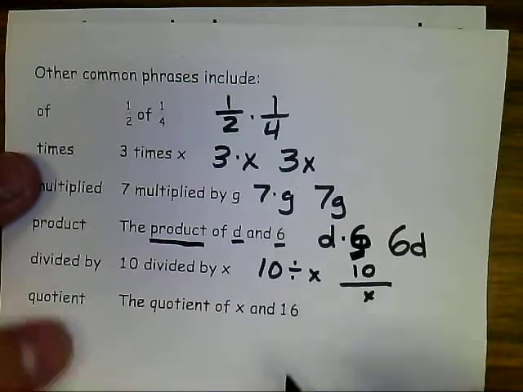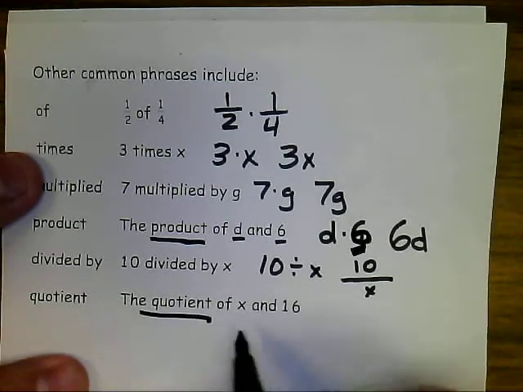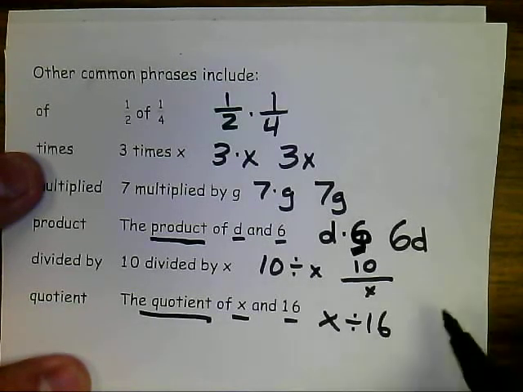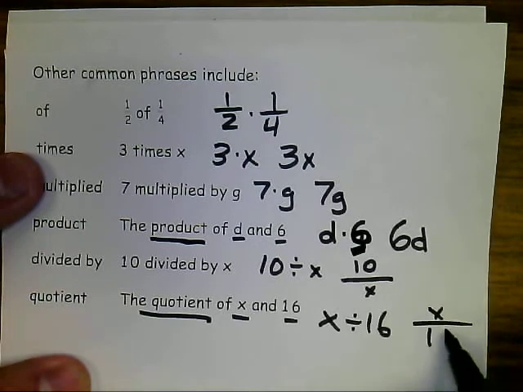Same thing with the quotient of x and 16. Again, the order. X is your first term, 16 is your second term, and in this case, x over 16 would also mean x divided by 16.